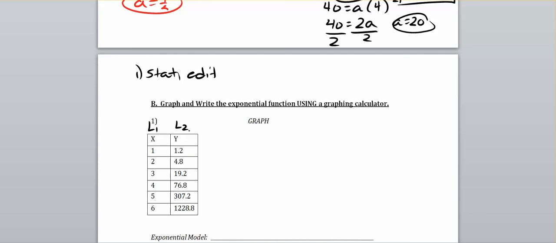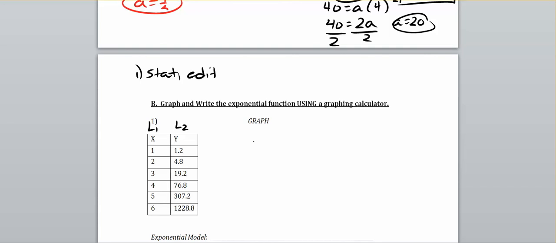So go to the very top, clear out and enter. I'm going to type in 1, 2, 3, 4, 5, 6 in my L1s. And then I'm taking my y's and plugging them in. So you need to have your graphing calculator out. Pause this anytime if I'm going too quickly, but make sure that you're actually practicing this on the calculator. So what I did was I just typed in L1 and L2, my x values for L1, my y values for L2.